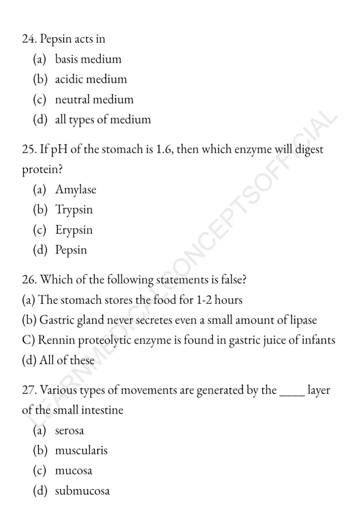Coming to the 27th question, various types of movements are generated by the dash layer of the small intestine. Option A, serosa, option B, muscularis, option C, mucosa, option D, submucosa. And your time starts now.